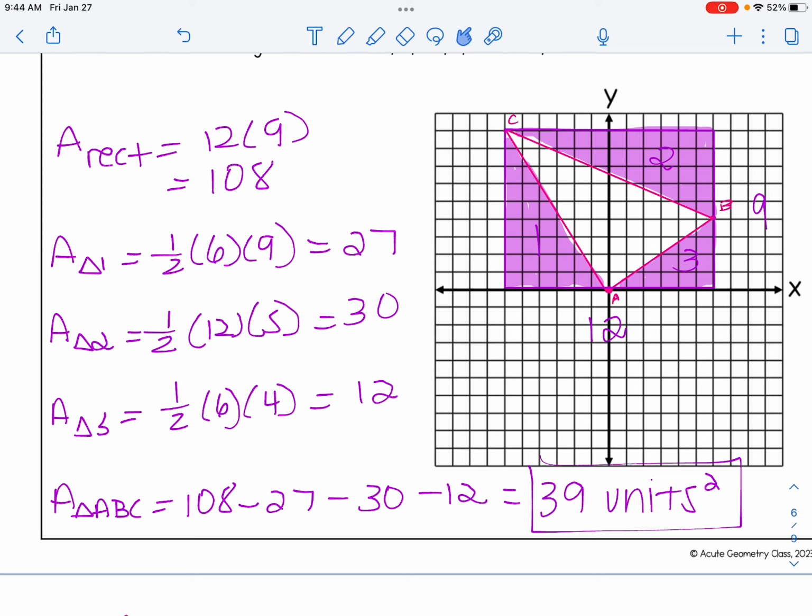Hopefully this video helped you understand how to calculate the area of polygons in the coordinate plane.